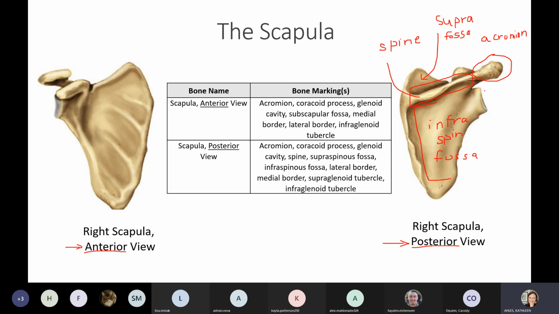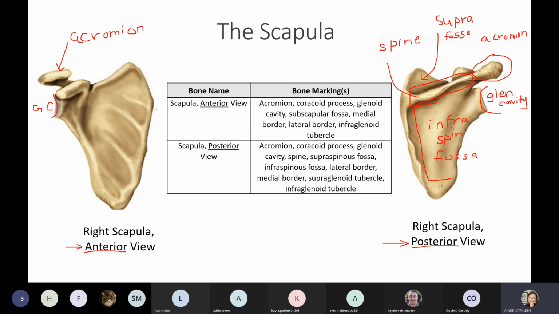The other marking we can see on the back side is this big indentation right here. This is called the glenoid cavity, which is an indentation for the head of the humerus. This is how we build the shoulder joint, the glenoid cavity. We can see that glenoid cavity when we're looking through your chest, essentially. So there's that glenoid cavity over here. We can also see the acromion, which is what's left sticking up off of the spine.